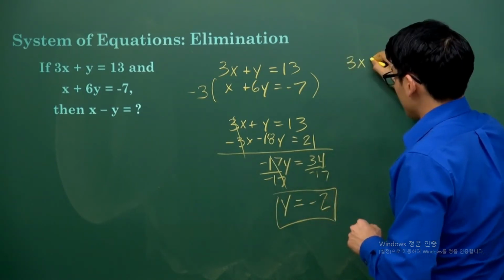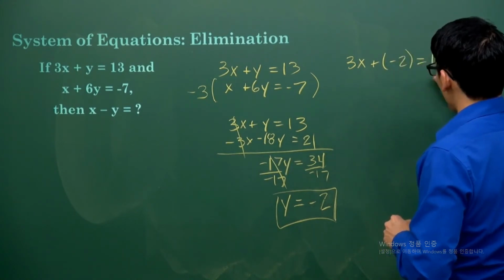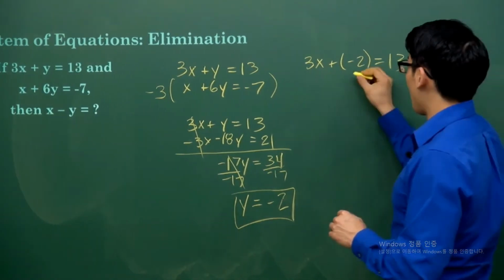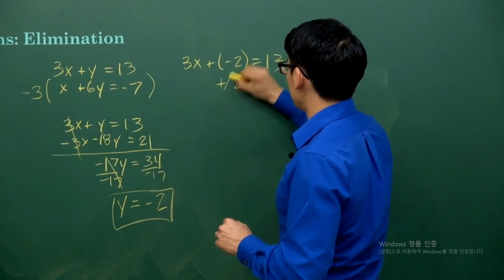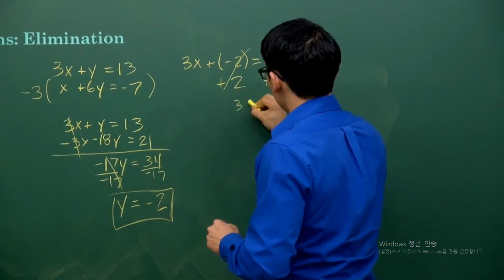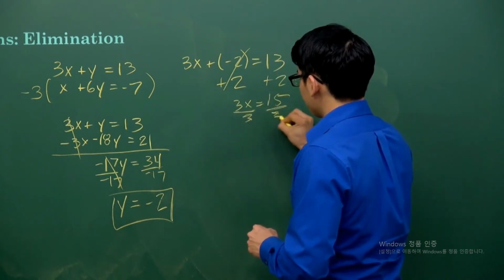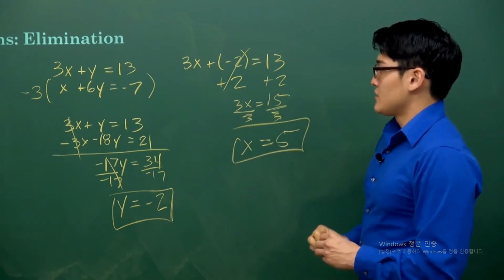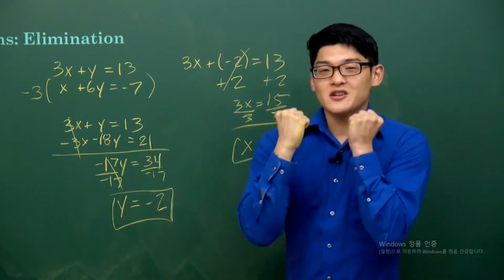So 3x plus negative 2, because we're substituting in y. We're going to get 3x by itself. We're going to add 2 to both sides because this is negative. And we're going to divide by 3. We're going to get x equals 5. So we're not done yet. Again, do not forget to actually answer the question.